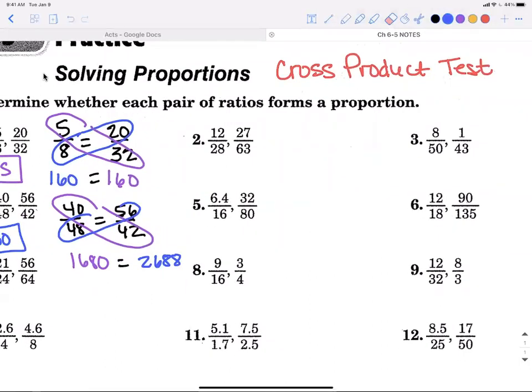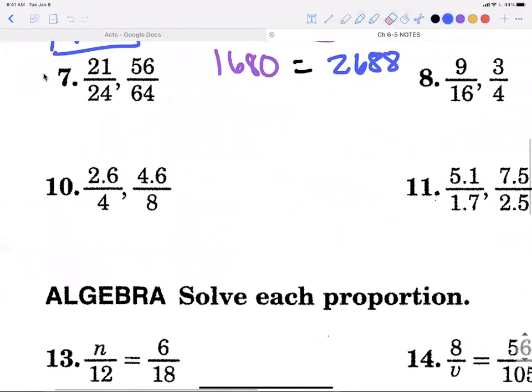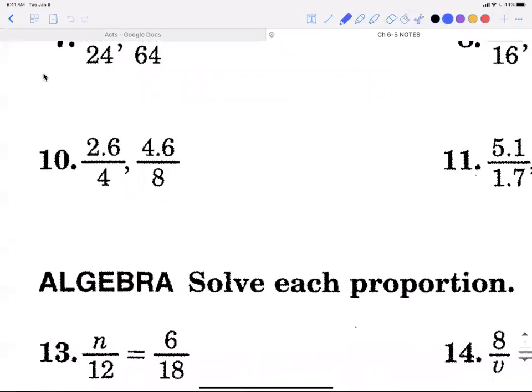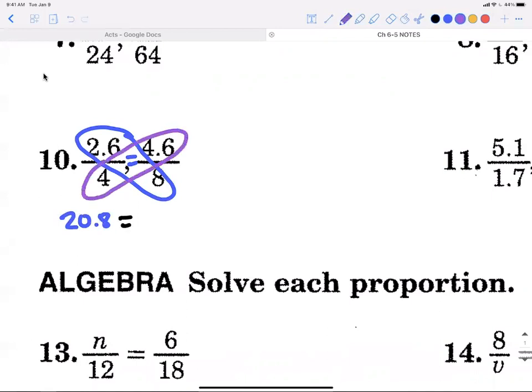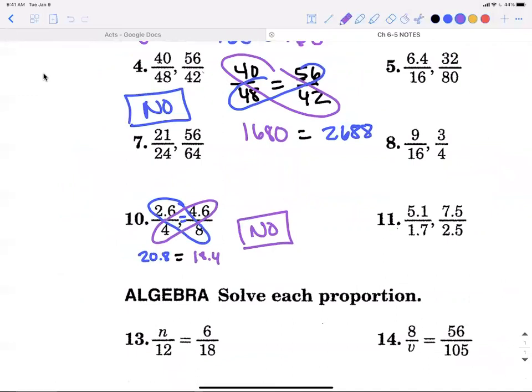So what's the next one we're going to do? I want to do one that has decimals. So let's do number 10. Instead of writing them out, if you just want to turn this into an equal sign, works for me. Okay, so then we're going to cross multiply, and you're going to multiply 2.6 times 8. So 2.6 times 8 equals 20.8. And then we want to know if that equals, and then we're going to go this way, 4 times 4.6, 4 times 4.6 equals 18.4. So the answer here would be no. It's not proportional because it does not pass the cross multiplying test or cross product test.